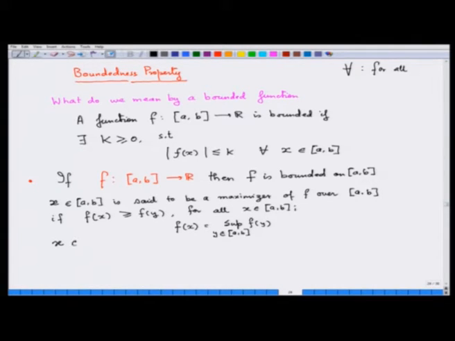Now, x element of AB is said to be a minimizer of f over AB if f of x is less than or equal to f of y for all y in AB, that is, the function value at x is smaller than the function value at any other point in AB.